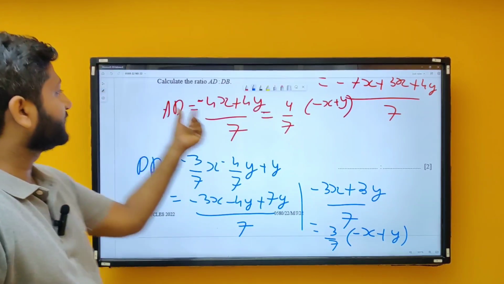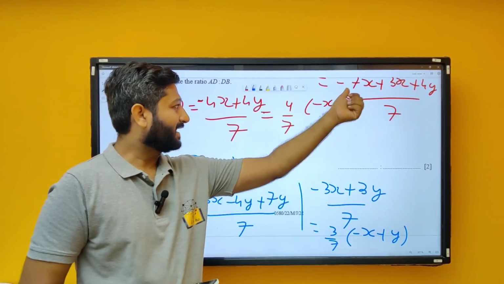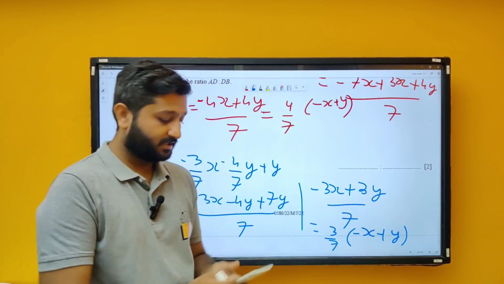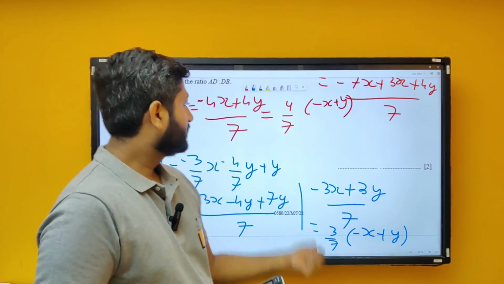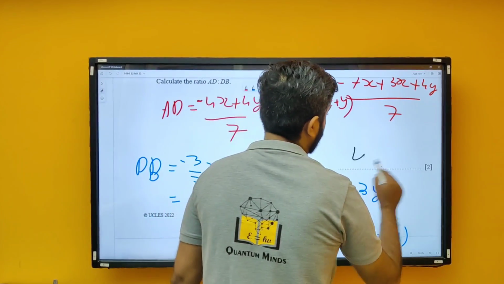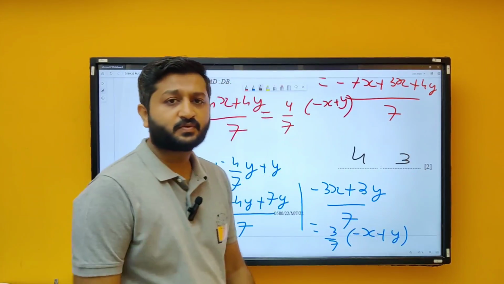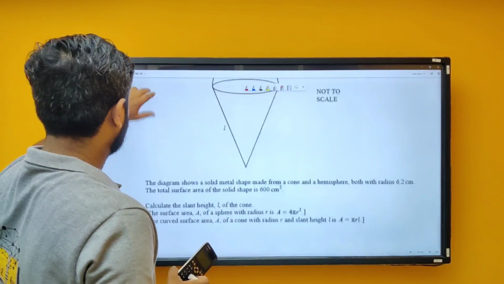And I was supposed to find the ratio of AD to DB. So AD upon DB, minus x plus y will get cancelled. So I have 4 by 7 upon 3 by 7. So 7 will also get cancelled. So my final answer is going to be the ratio of 4:3. Let us move to the next question.